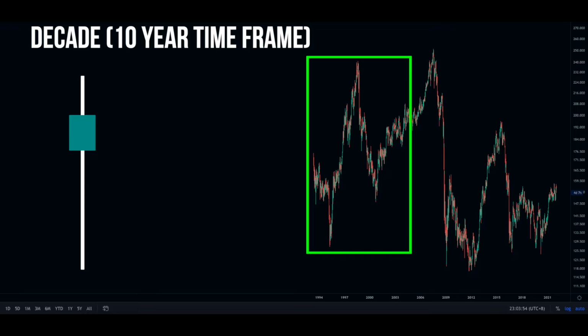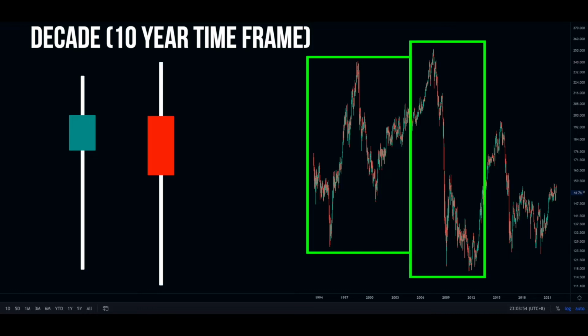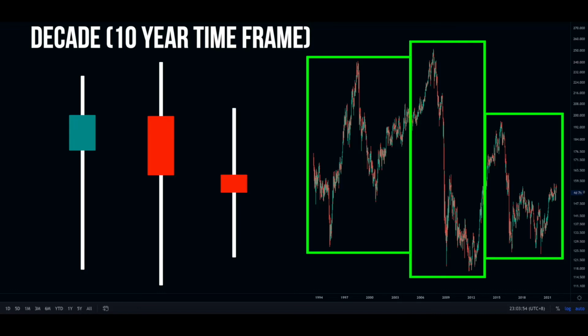And here's what it looks like when we add the next decade from 2003 to 2013. The second decade closes bearish at 165,500. And the final decade is currently bearish from 2013 to 2022, floating around the 150 level. Literally, the candles are the market and market structure.